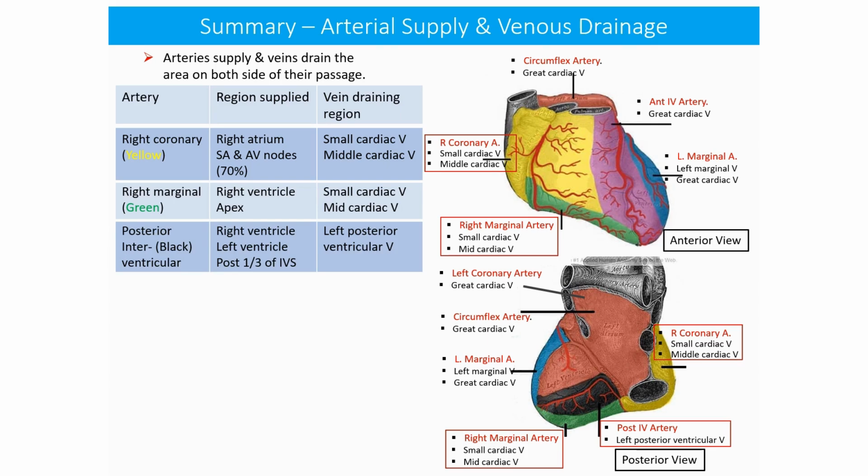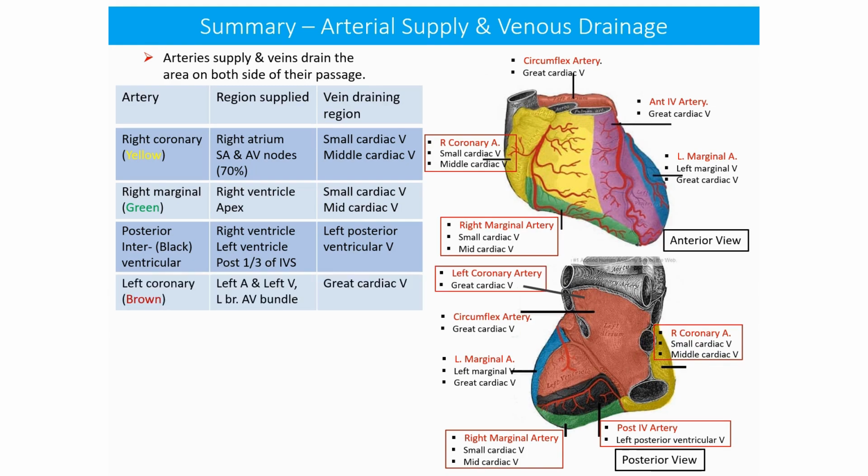Number three, a thick strip on the diaphragmatic surface consisting of adjacent parts of right and left ventricle along the posterior interventricular groove and posterior one-third of the interventricular septum is supplied by posterior interventricular branch of right coronary artery, and this area is drained by left posterior ventricular vein.